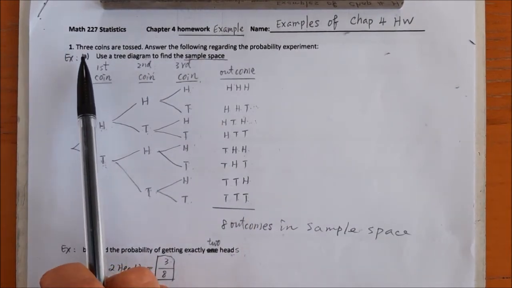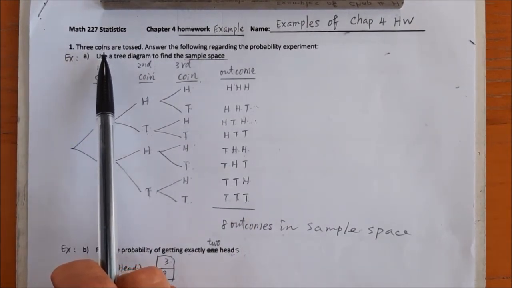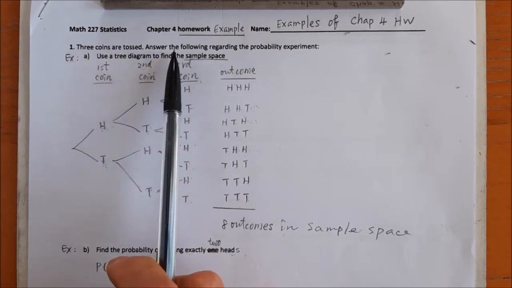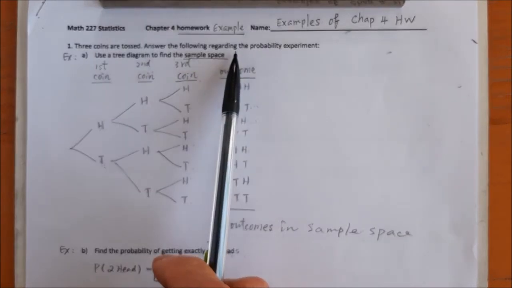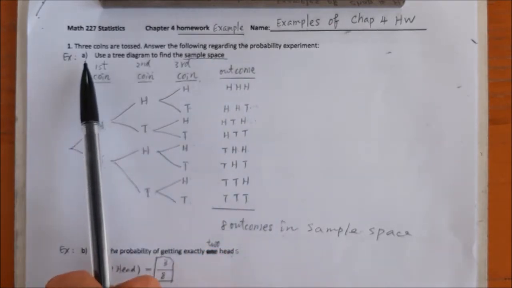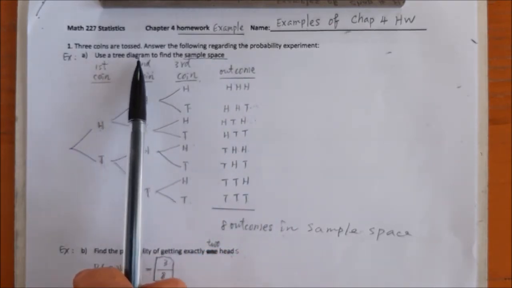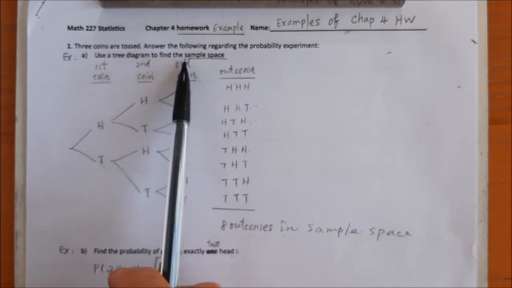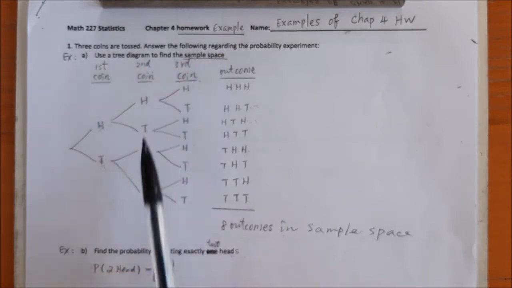First question, 3 coins are tossed. Answer the following regarding the probability experiment. A. Use a tree diagram to find the sample space.